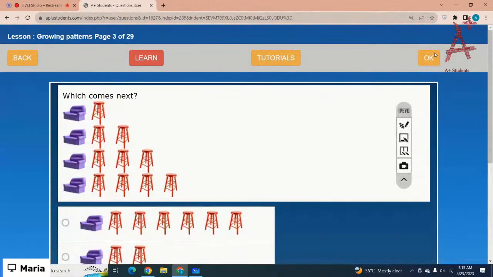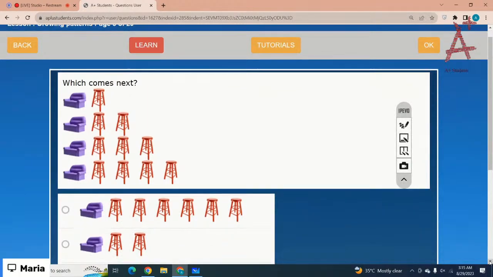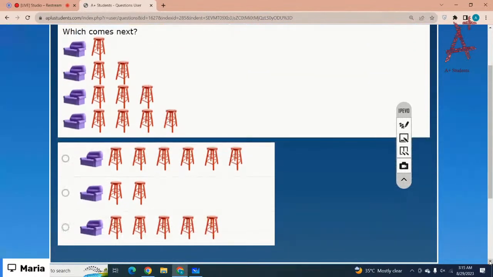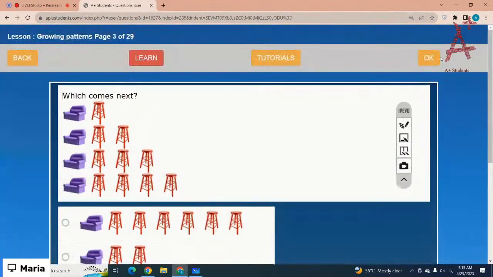Which comes next? Which is the correct option? You can just see the options here. So which is the correct option? The correct option is option number 3, right? You have a sofa and stool increasing by 1. So now you have 4. The next one would be 5. So option number 3 is the correct option.